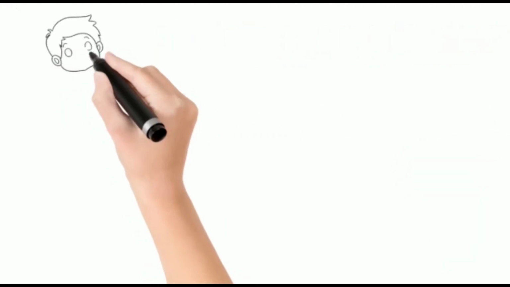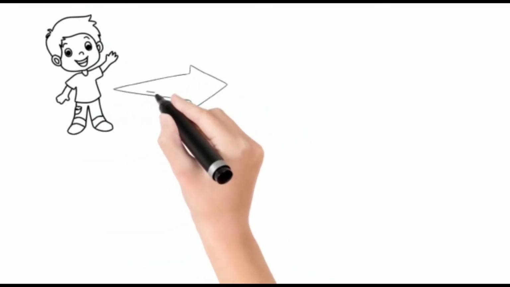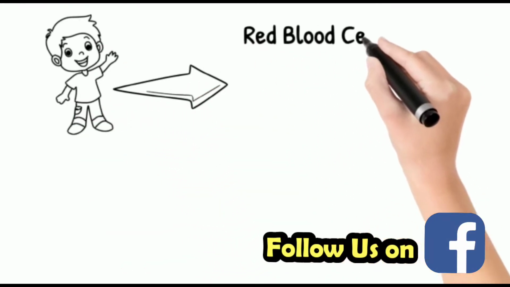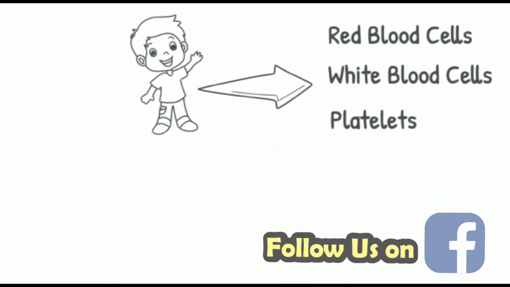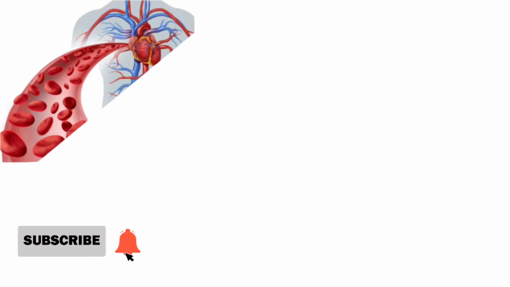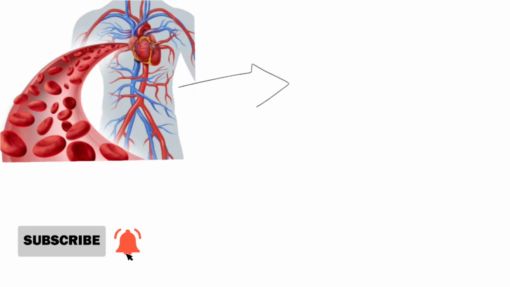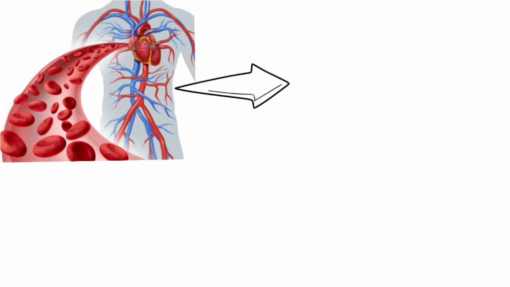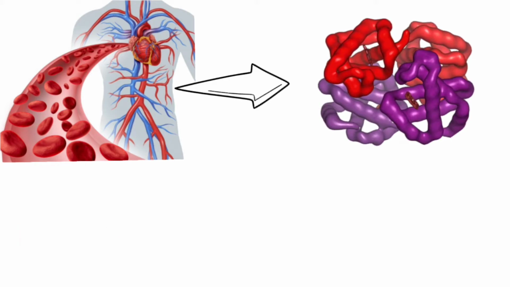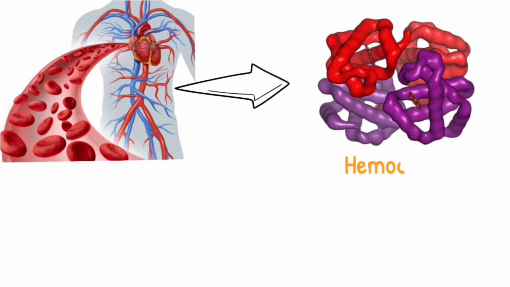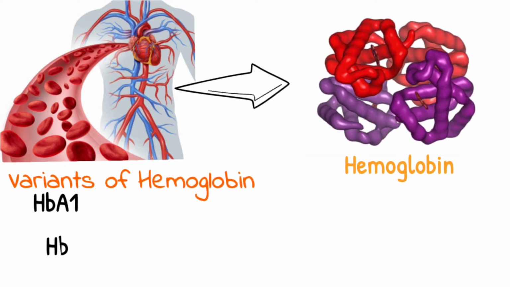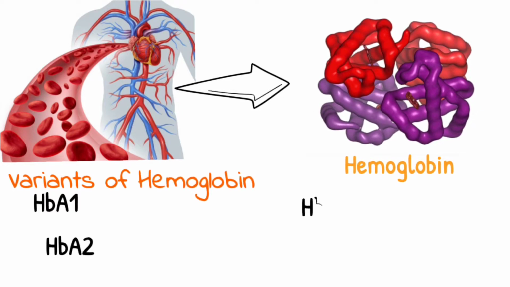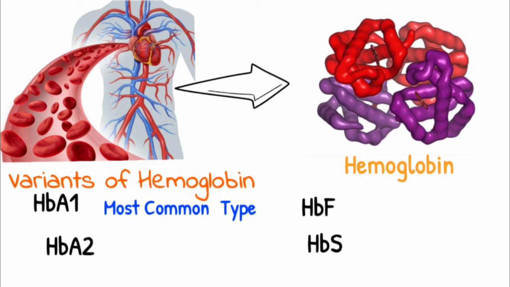Normally, in the human blood, there are three types of cells: red blood cells, white blood cells, and the platelets. The red blood cells or erythrocytes are red in color because of the presence of hemoglobin. In the human body, there are different variants of hemoglobin like HbA1, HbA2, HbF, and HbS. Generally, 90% of hemoglobin is HbA1.